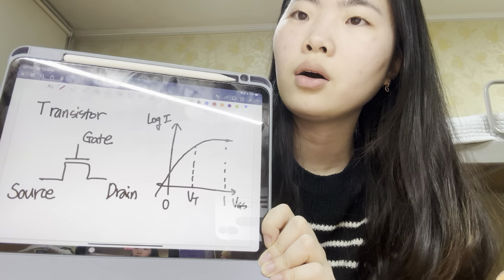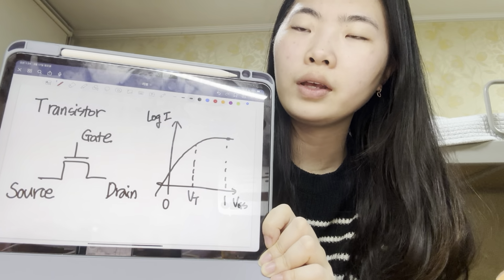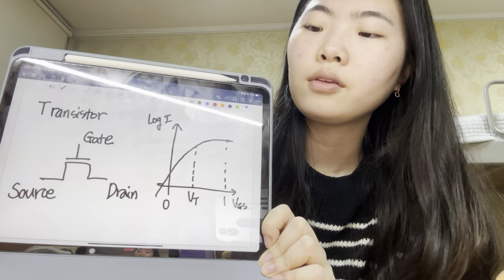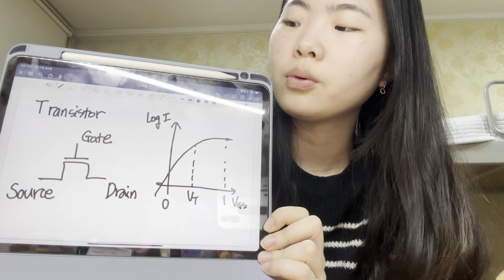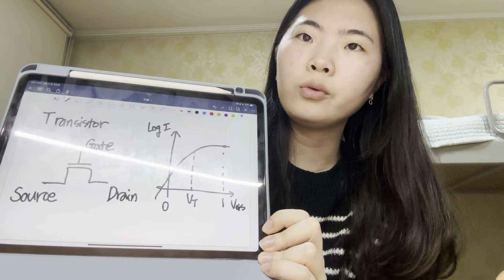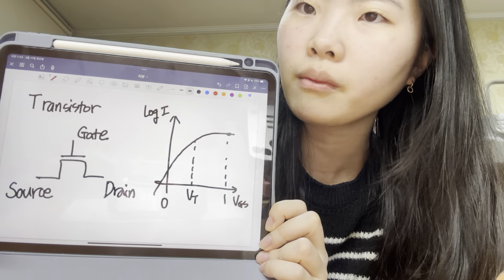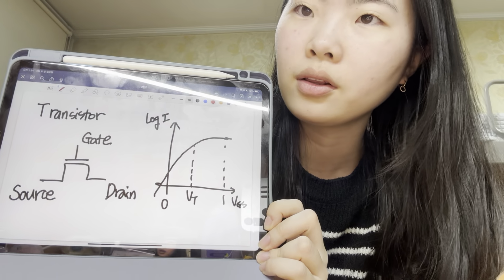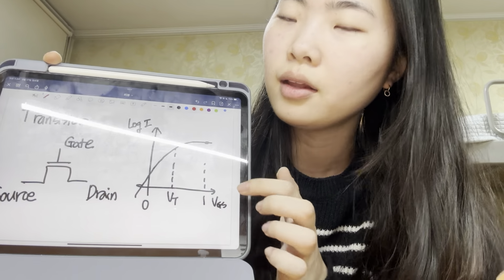We calculate the VT and make some voltage drop between the source and drain, so we make the current flow in here. Actually, the transistor works like that process.